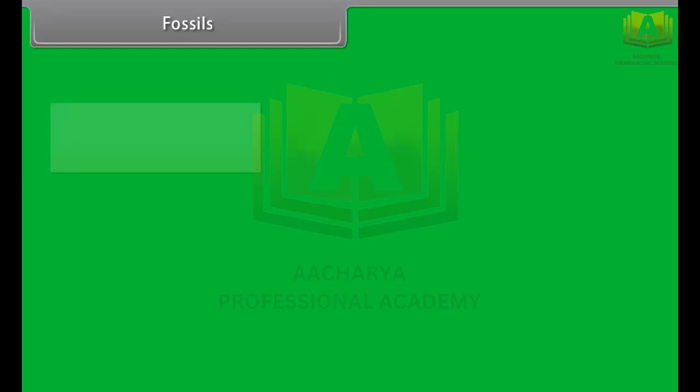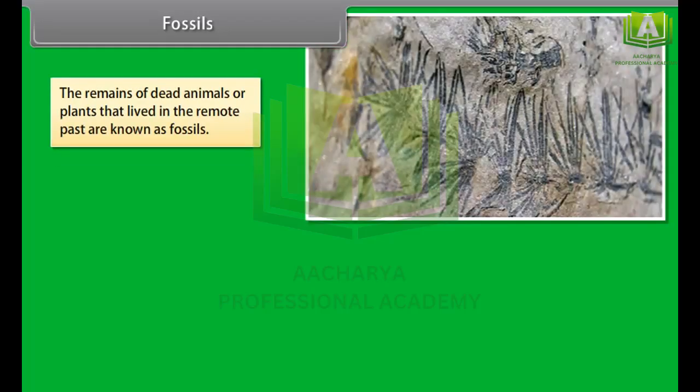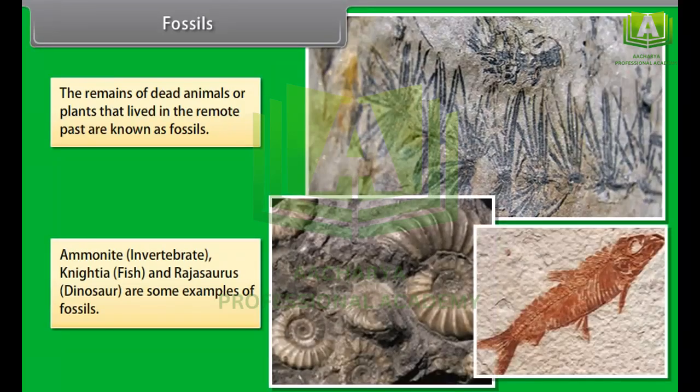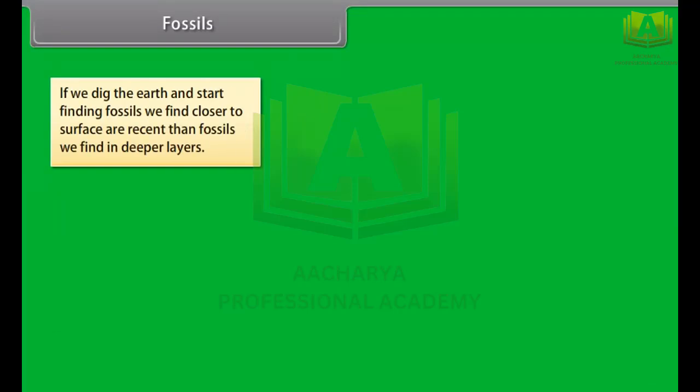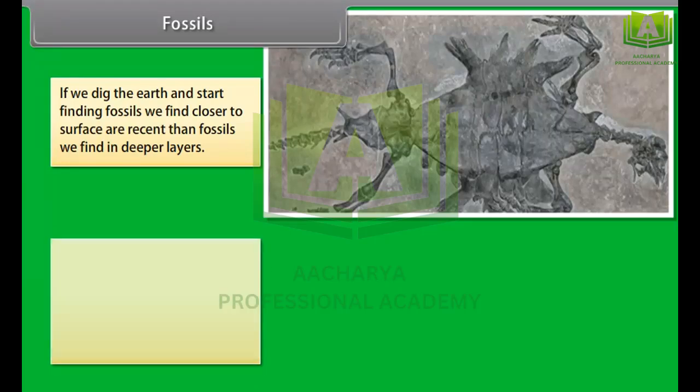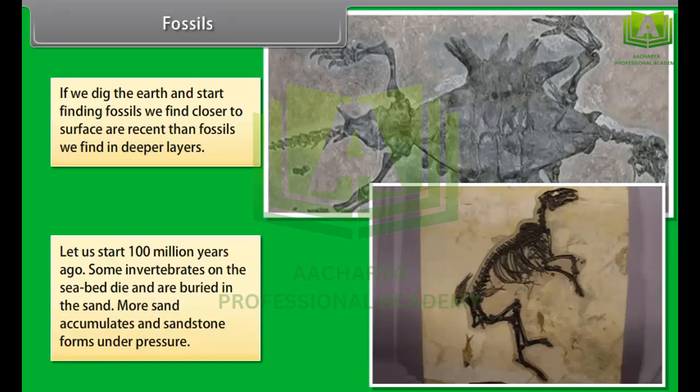Fossils. The remains of dead animals or plants that lived in the remote past are known as fossils. Ammonite, an invertebrate, Knightia, a fish, and Rajasaurus, a dinosaur, are some examples of fossils. If we dig the earth and start finding fossils, we find that fossils closer to the surface are more recent than fossils we find in deeper layers. Let us start 100 million years ago.